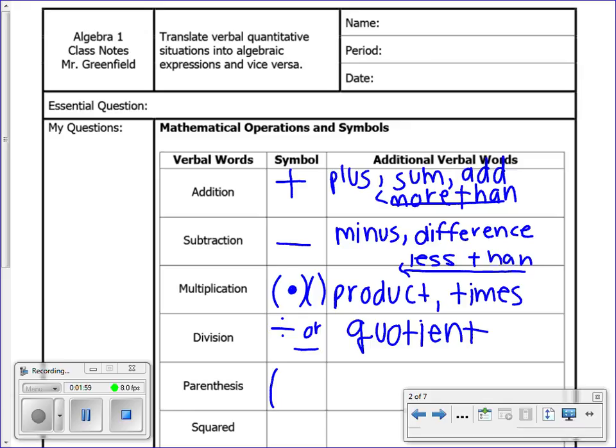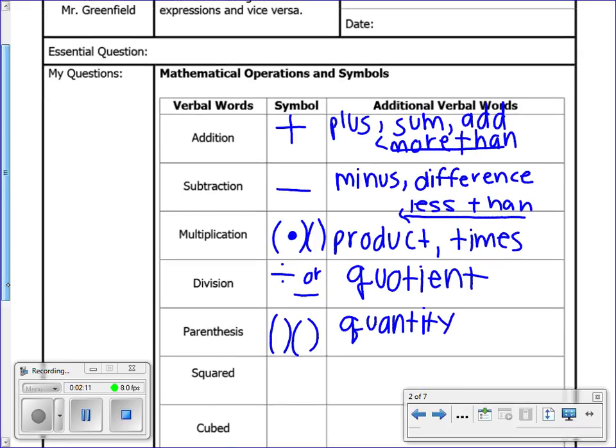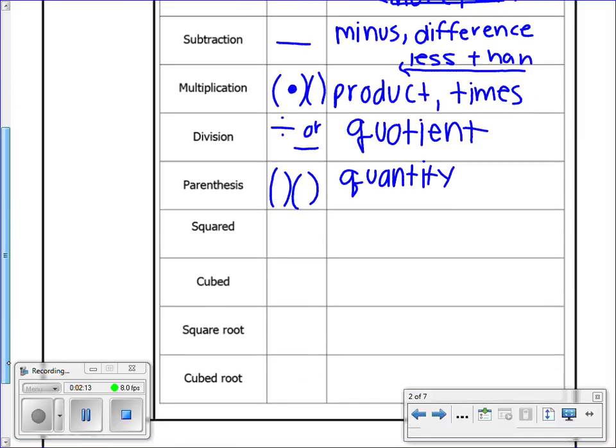Parentheses, we represent with the word quantity. And then other things like the words sum, difference, product, and quotient you may also see in parentheses as well.